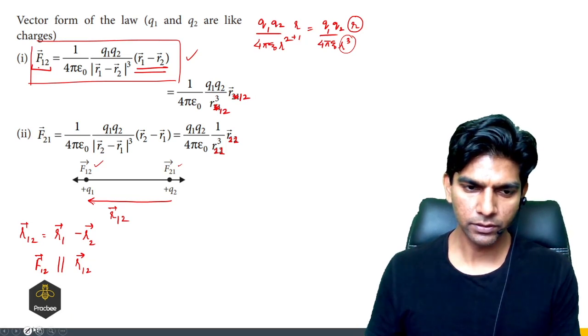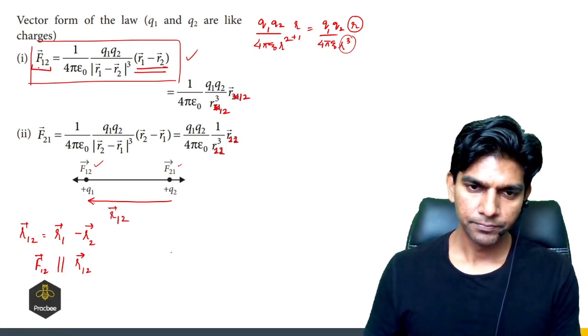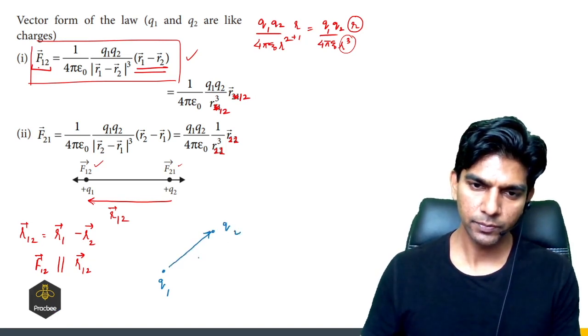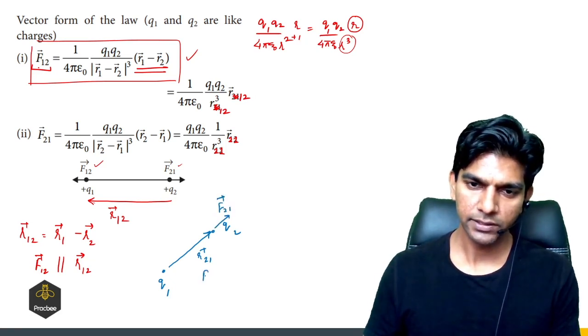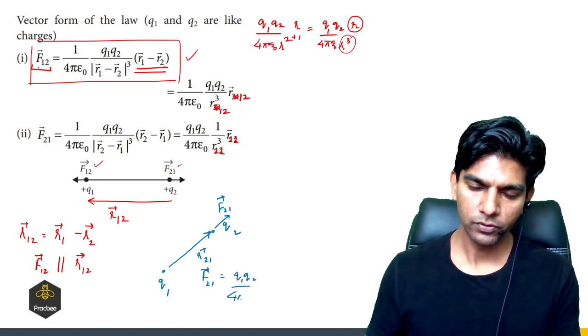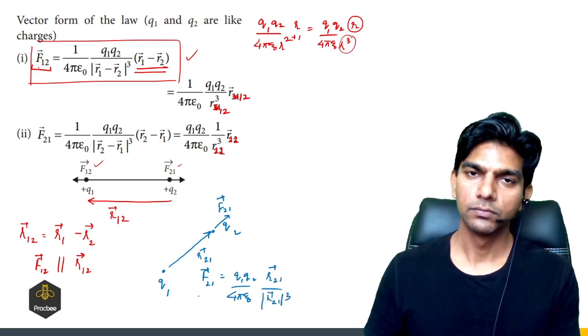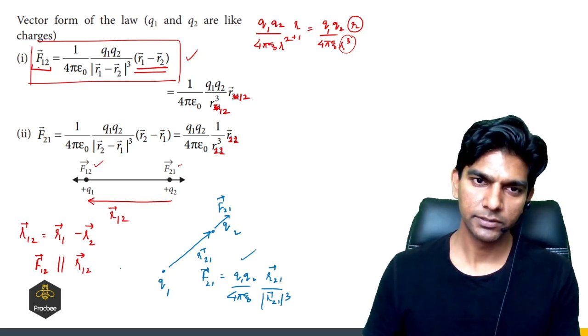So let me give you a general case. Suppose there is a charge Q1 and there is a charge Q2. First, I'll show the position vector. This will be R21, and there is a force of repulsion in this direction, which is F21. So I can say F21 will be Q1 Q2 upon 4 pi epsilon naught times the vector R21 divided by the magnitude of R21 cubed, right? So do remember this.